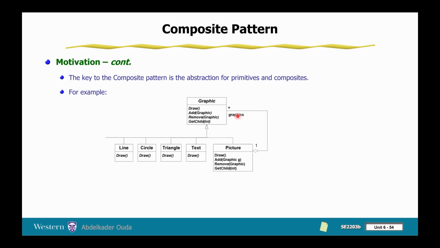And look at that here. We have here the collection named graphics to be defined inside the Picture, of type Graphic. And this is abstract, so it can be implemented by any number of subclasses, including the Picture itself. That means it includes itself.